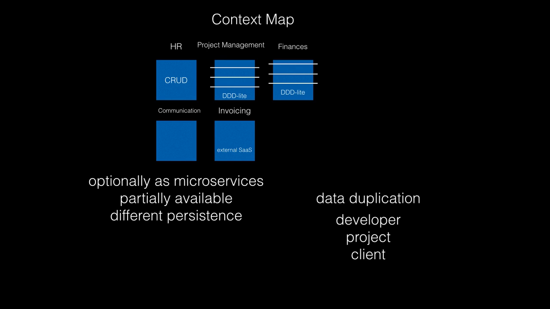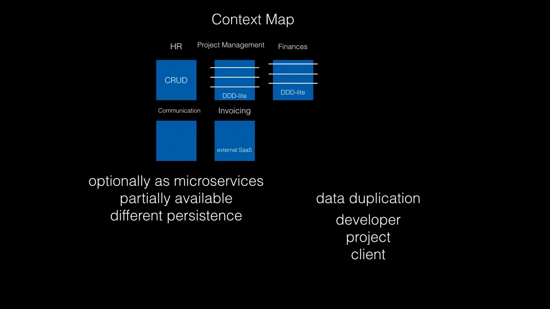And optionally, we can treat all of those modules as microservices. And if we split the modules right, we can make them partially available. Let's say the microservice responsible for human resources, the one that keeps the information on who is actually working at the company, is down. We still want the other services to work. And we can do it by making some basic data duplication.